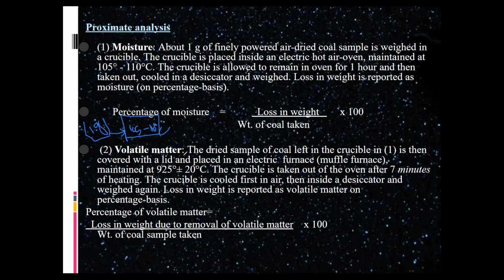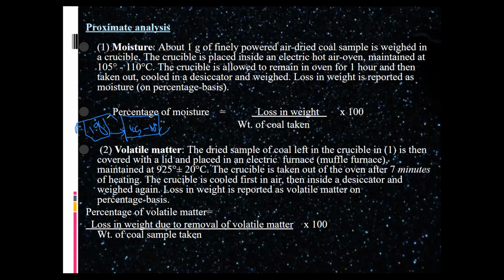And the second one, percentage of volatile matter. Volatile matter is nothing but the matter which can be evaporated easily. To find the volatile matter, instead of using the silica crucible alone, we take the silica crucible along with the cap. Initially, the dried sample of coal is left in the crucible from the first step. That means after finding the percentage of moisture, the same silica crucible is covered with a lid.